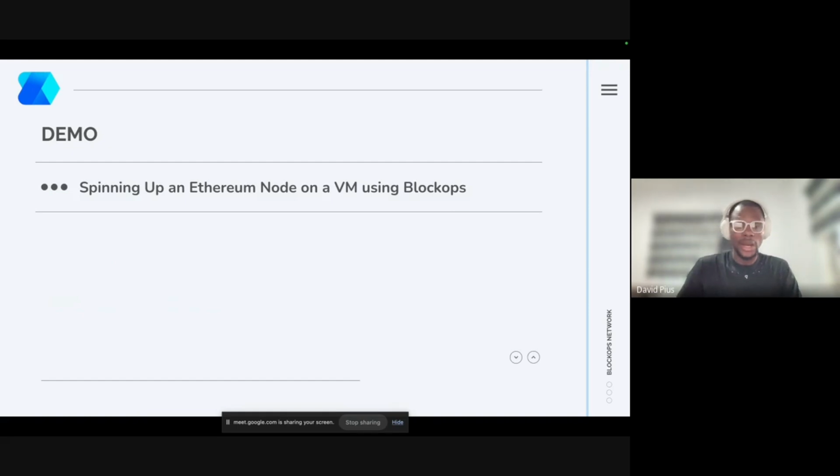Now, quickly, I'll do a demo of spinning up an Ethereum node on the VM using Blockops. But before I do this, I would quickly show what it looks like. Then after this, I'll also show how these nodes are run on bare metal. So let me do this right now.